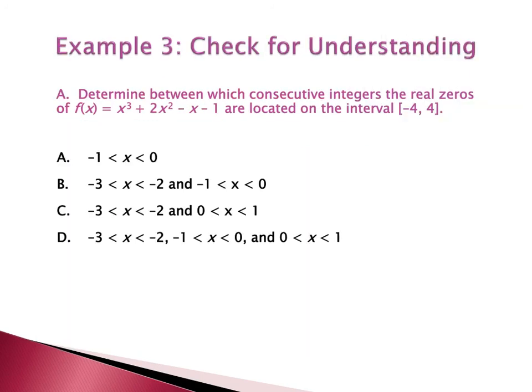In example 3, check for understanding. I would like you to determine between which consecutive integers the real zeros of f of x equals x cubed plus 2x squared minus x minus 1 are located on the interval from -4 to 4. You have 4 choices, A, B, C, and D. Go ahead and work out the problem, graph, and provide a table, and then choose which answer you believe is correct, A, B, C, or D.